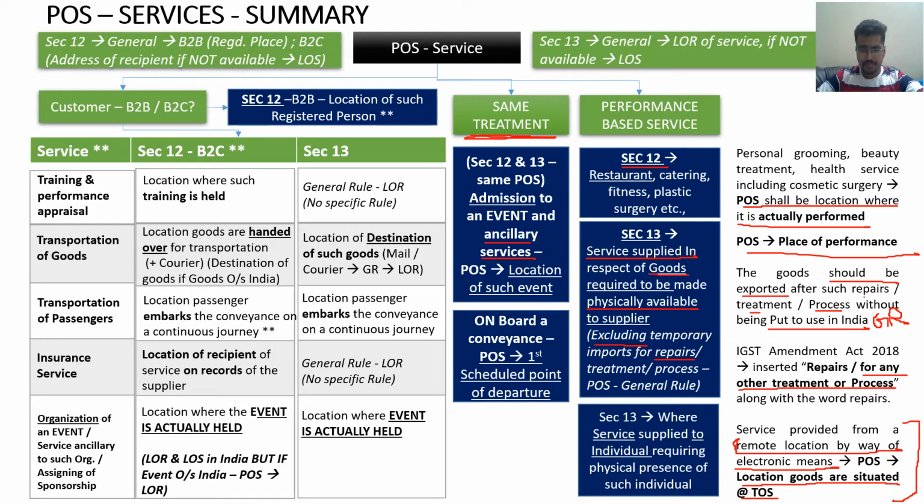So now there is one more category in section 13, which is what if the service is supplied to an individual. We saw when services are supplied to goods, the goods need to come into the physical control of the supplier. Now what if the service is supplied to an individual, and that individual has to come into the physical presence of the supplier in order to provide the service, right?